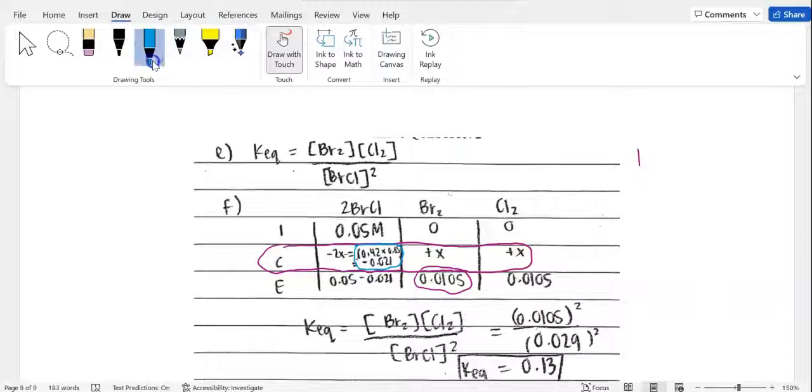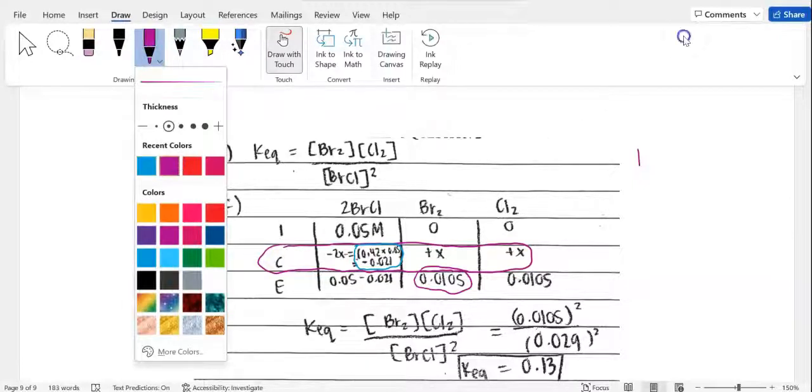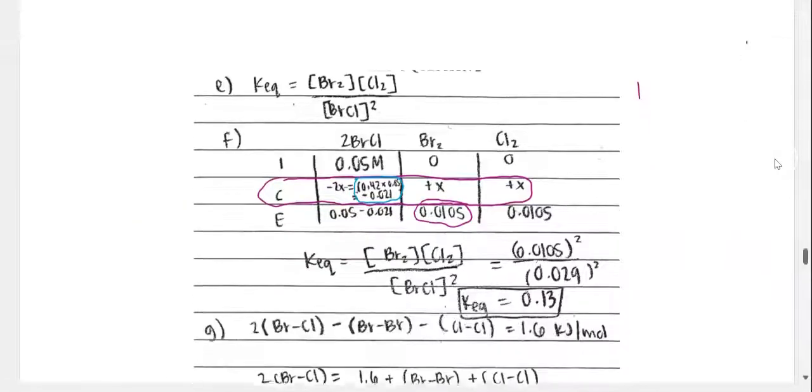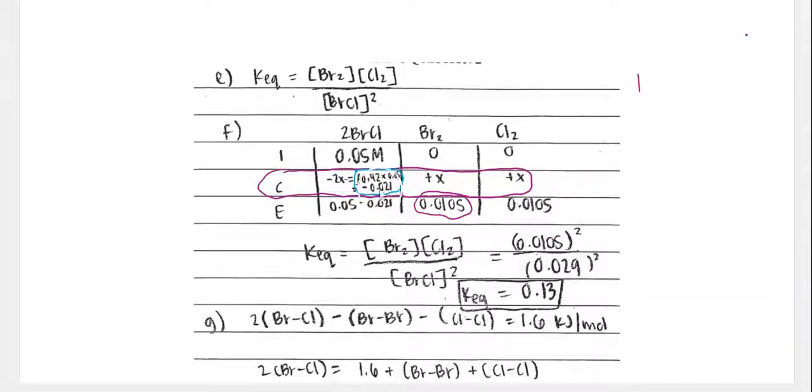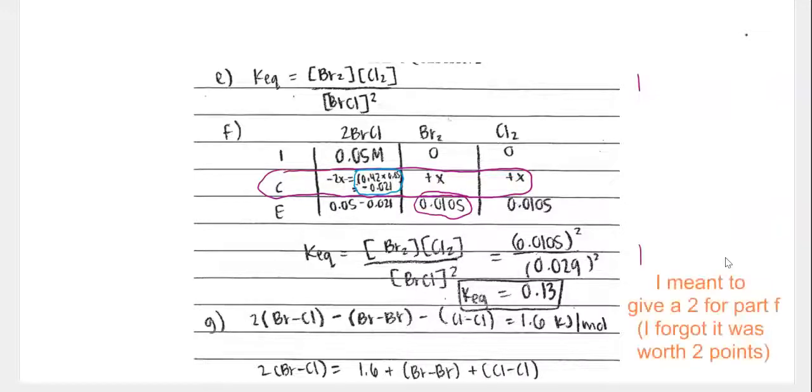And then they get 0.0105 as the equilibrium concentrations for these, 0.029 here, and then the equilibrium constant being 0.13. Rounded to 2 sig figs, which is correct, but as we saw, the previous student did not lose points for rounding it to 3 sig figs.